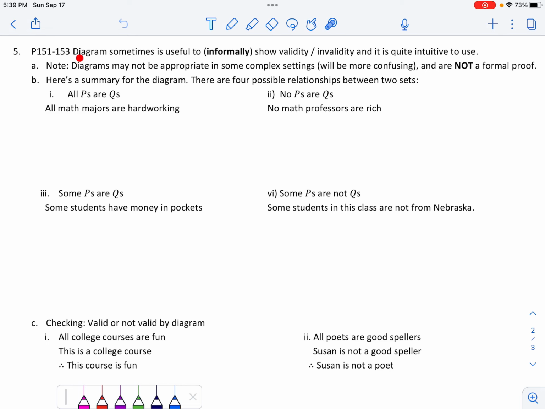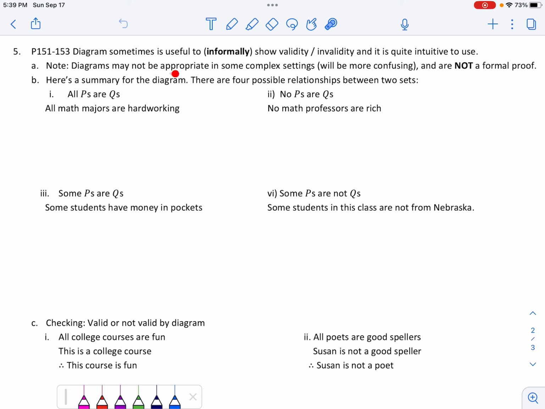We now talk about using diagrams to show validity or invalidity of arguments. And sometimes this is quite intuitive to use. So sometimes you can do a little quick drawing to get a good sense whether an argument is valid or invalid.